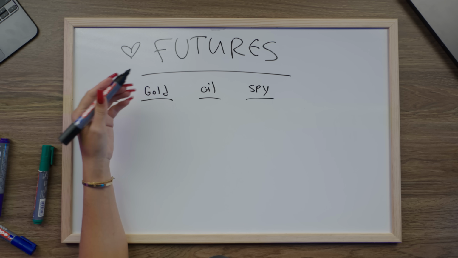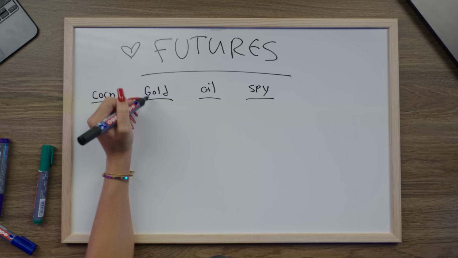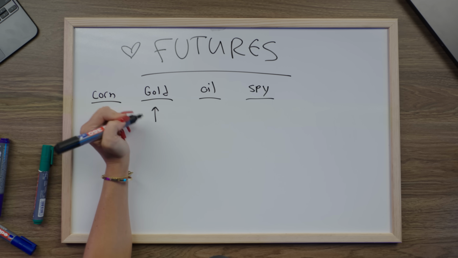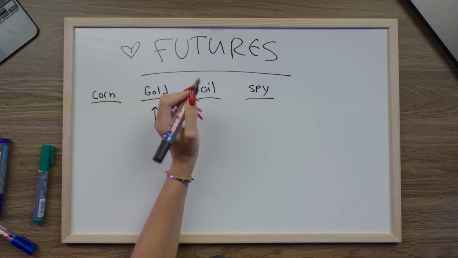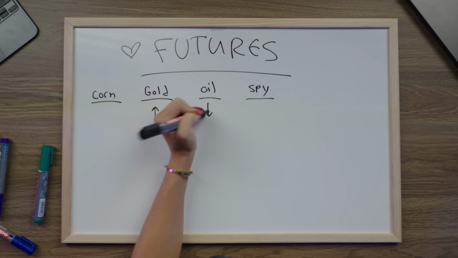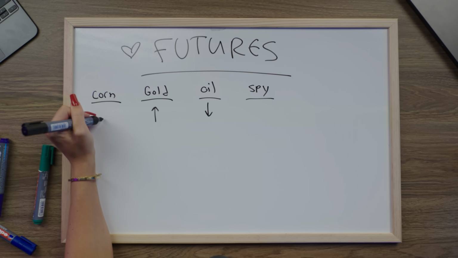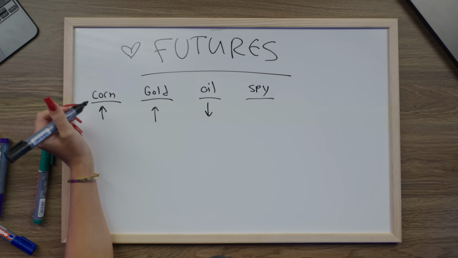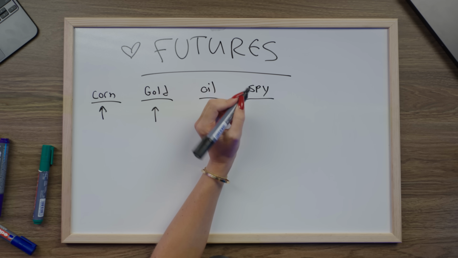Now, same concept here with futures. If you were anticipating that the value of gold is going to go up, you would buy gold. If you're anticipating that the price of oil is going to fall, you would sell oil. If you're anticipating that the price of corn is going to go up, you would buy corn. If you're anticipating that the price of the index, S&P 500, or the NASDAQ, the Dow, is going to go up, you would buy.